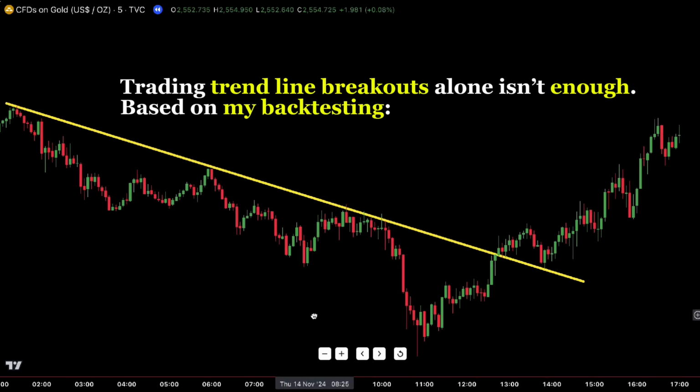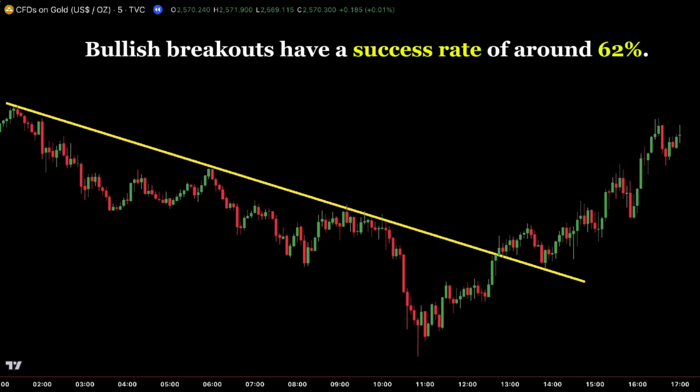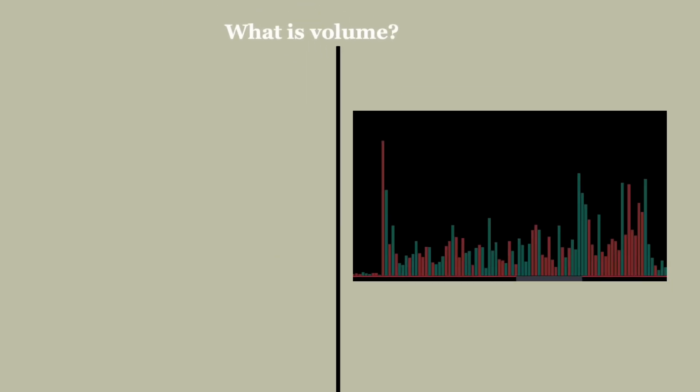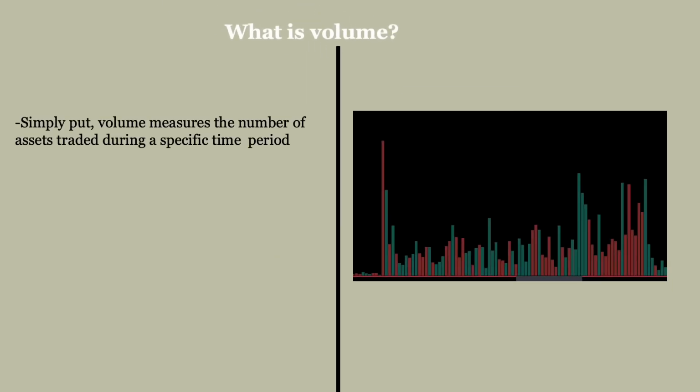Backtesting indicates that while trend line breakouts exhibit a reasonable success rate, relying exclusively on them may not suffice. It becomes imperative to incorporate additional tools to enhance accuracy. Volume indicators augment trading strategies by offering insights into market activity. When high volume coincides with price movements, it denotes strong buying or selling pressure.